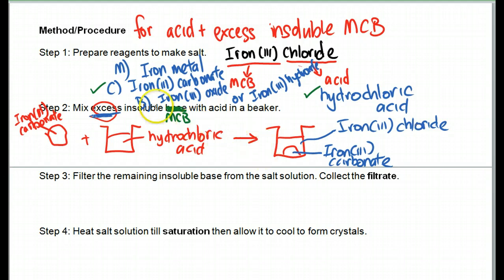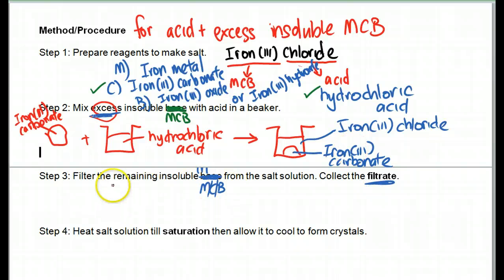Okay, so you can see here, after doing step 2, I've actually obtained my salt solution. So what I need to do now is step 3, remove the iron 3 carbonate. Step 3 is to filter the remaining insoluble, sorry, not base here, change it to MCB, from the salt solution. Collect the filtrate.